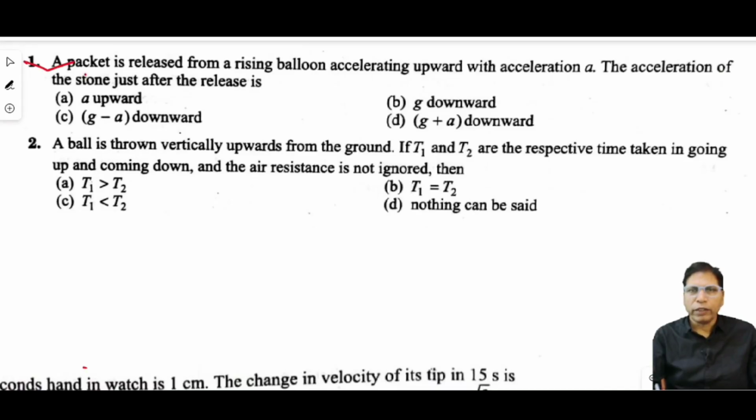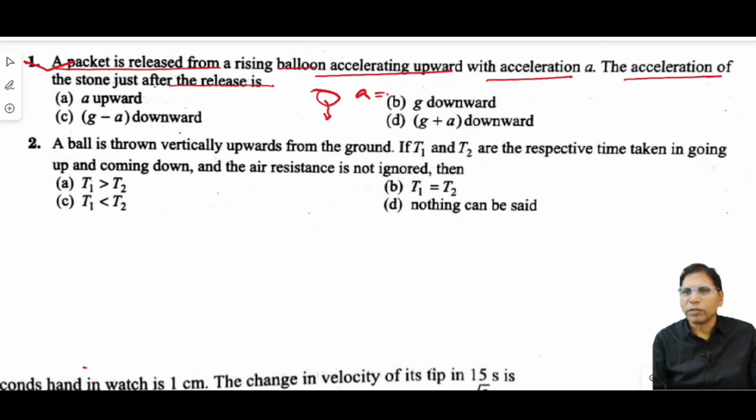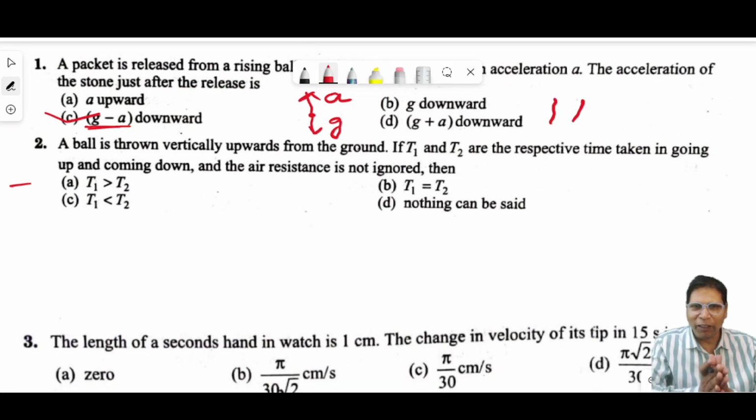Now, question number one. A packet is released from a rising balloon accelerating upward with an acceleration a. The acceleration of the stone just after the release. When the stone is released from the balloon, its upward acceleration becomes zero. So the stone has only a downward acceleration g due to gravity. So option B is correct. Okay, understood. Next.